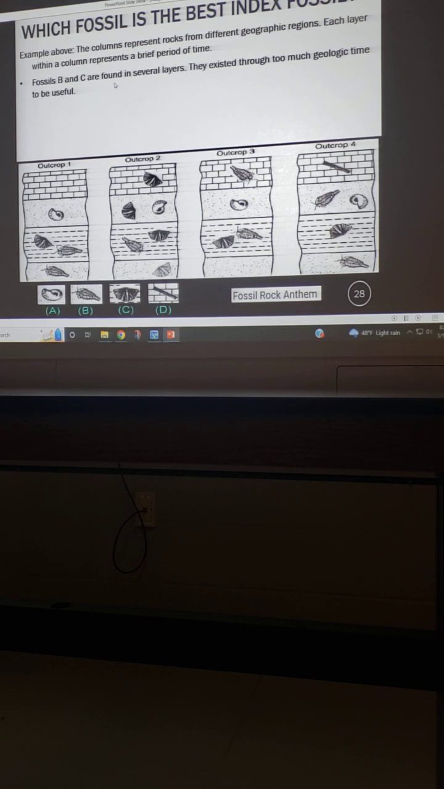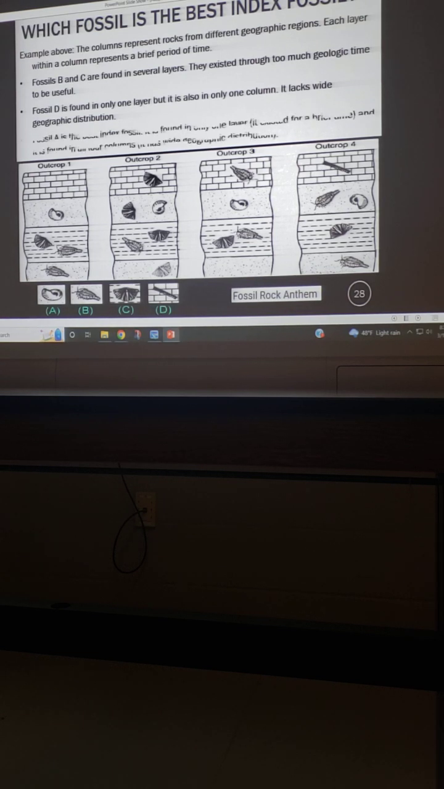So B and C are found in several layers. They existed through too much geologic time, so too many layers, right? D was only in 1 layer and only in 1 column, so it doesn't have that geographic distribution. And A is going to be the best because it is in all 4 samples or outcroppings, and it's in only 1 single layer per outcropping.